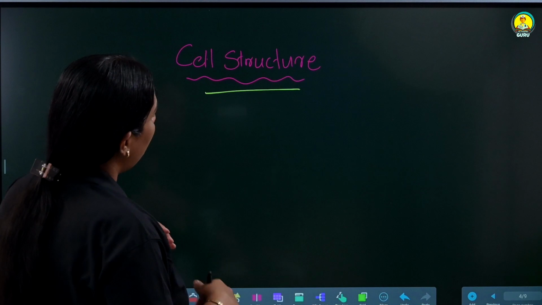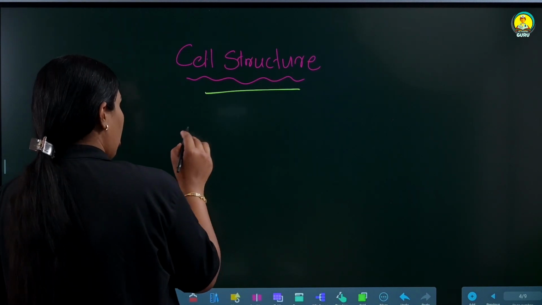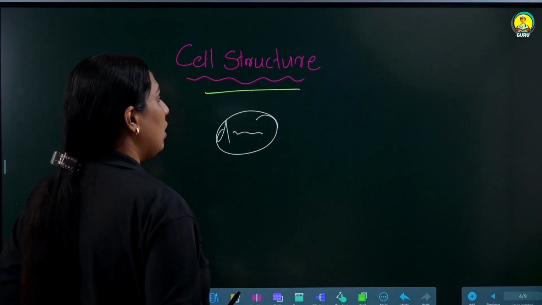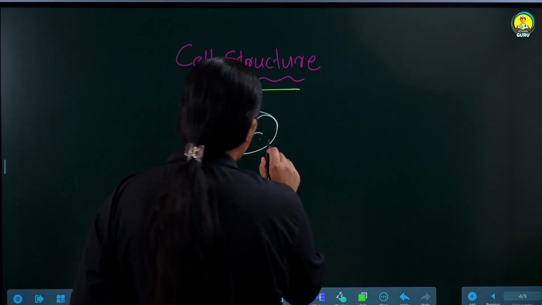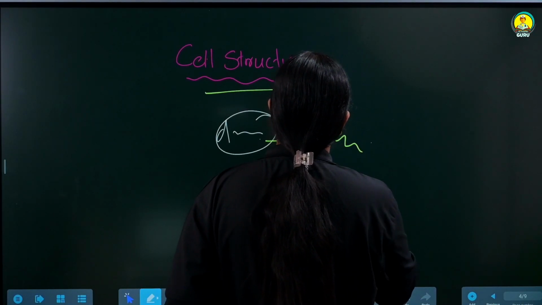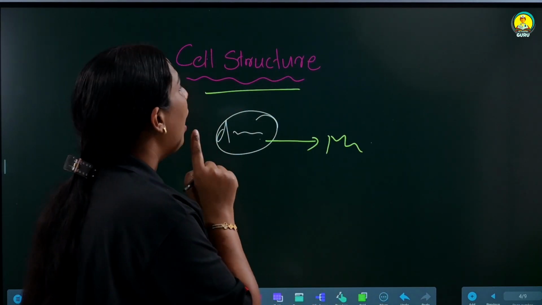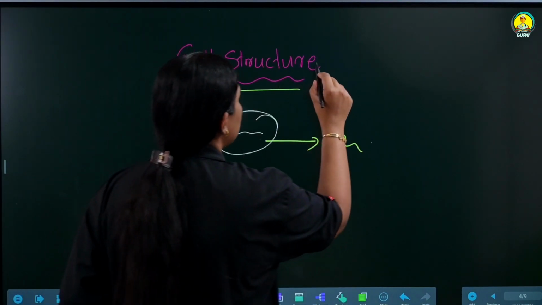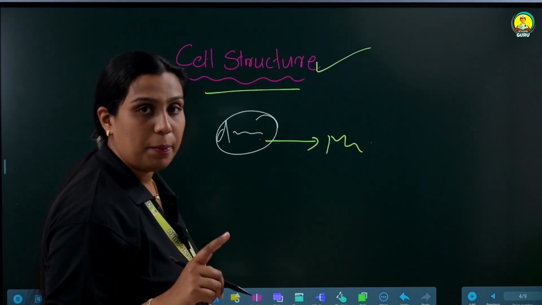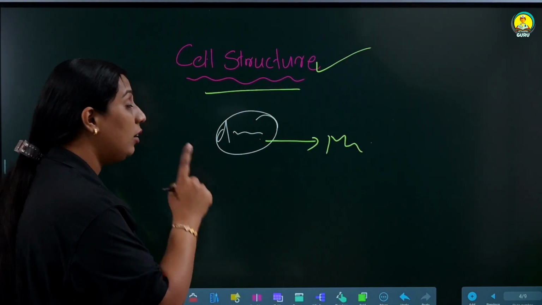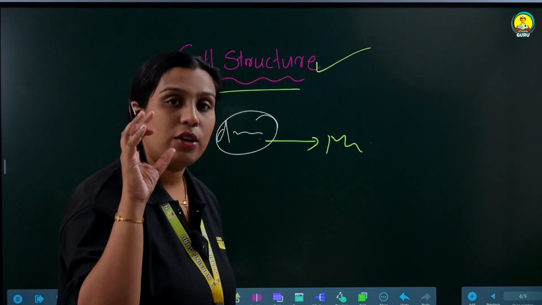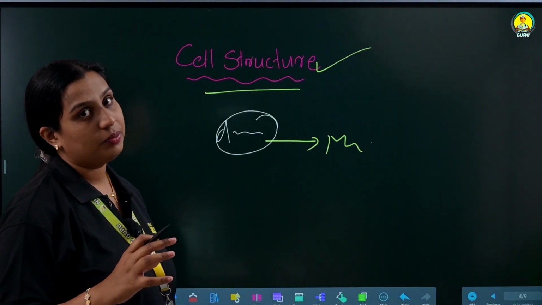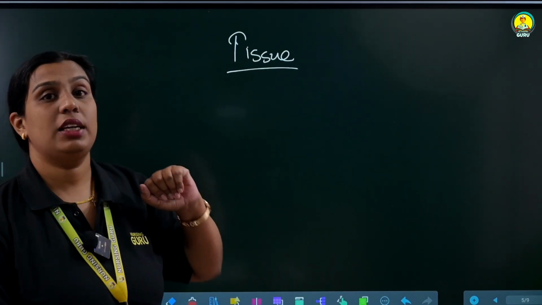When you are studying for the examination, you should draw the diagram. The structure of the cell you should learn, and from that, mitochondria is an important thing. You should learn about mitochondria and also the tissues. Okay, so that is important. The structure of the cell is important, so you should learn how to draw the structure and how to label the diagram. Clear? Okay, next is about the tissues.